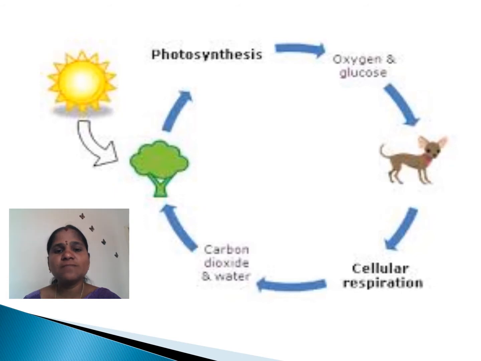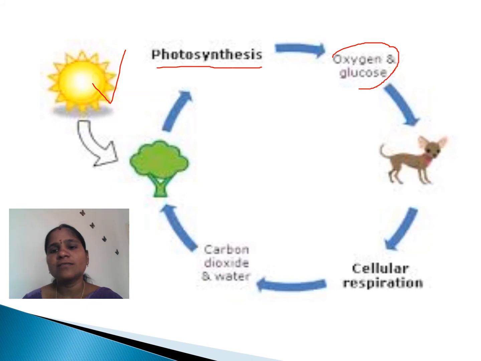Let's observe the picture. In the presence of sunlight, the plants are making food. That is called photosynthesis. In this photosynthesis process, what are the plants releasing? The plants are releasing oxygen and simple sugars. The plants store food as starch, and that is taken by the animals.